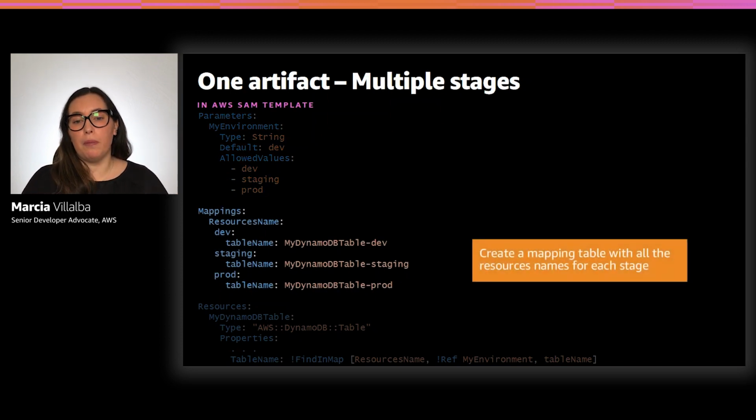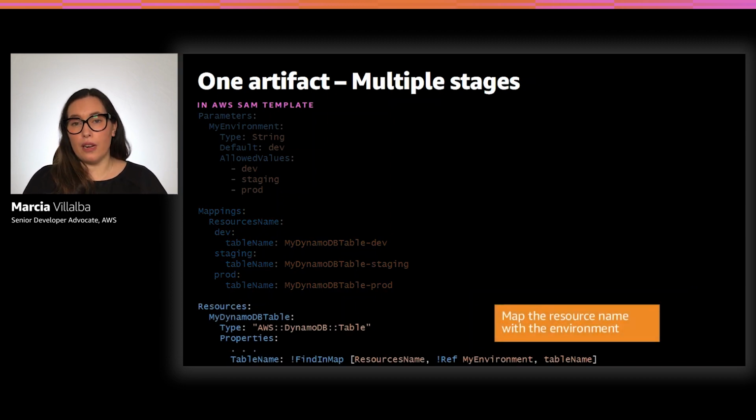Then we will use that parameter to pick the right name, in this case for a DynamoDB table, but for every resource you need to have different names in different stages, and build this mapping table. So in that way, we will have a table with all the names for our DynamoDB table in all the different environments. And then we just use it. And for that, we are using the FindInMap function to find, according to the environment we get from CodePipeline, the right table name for the environment that we are deploying.